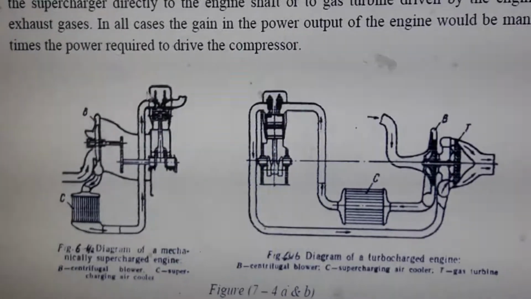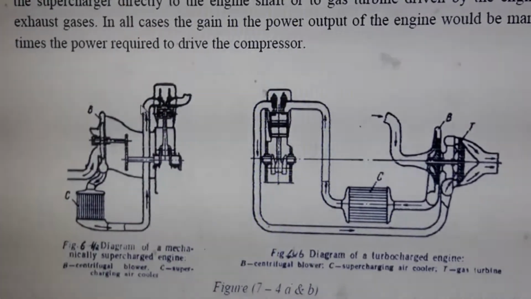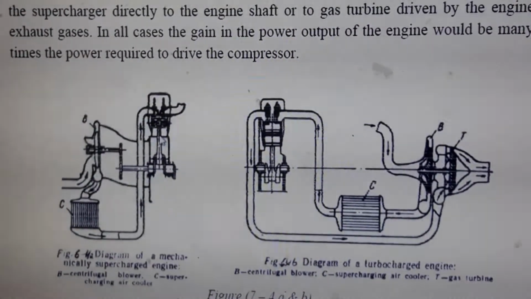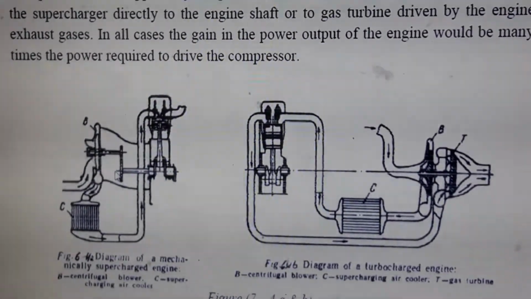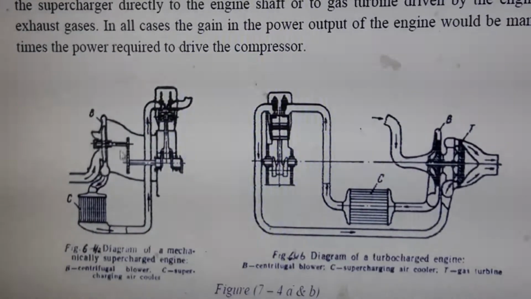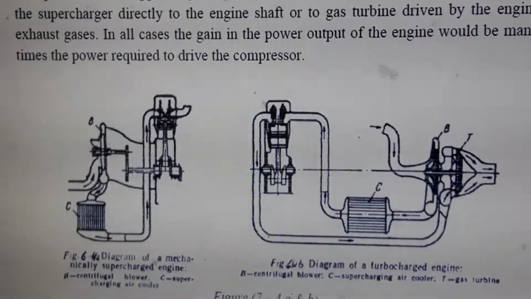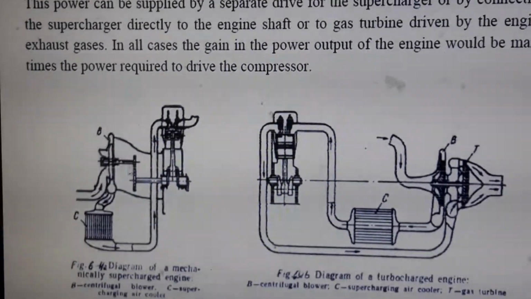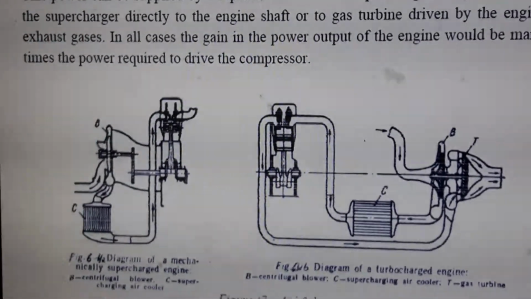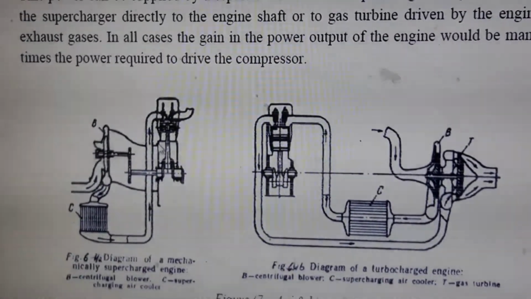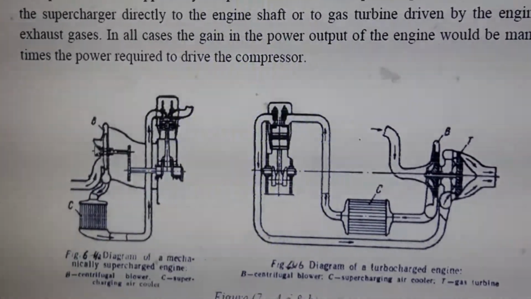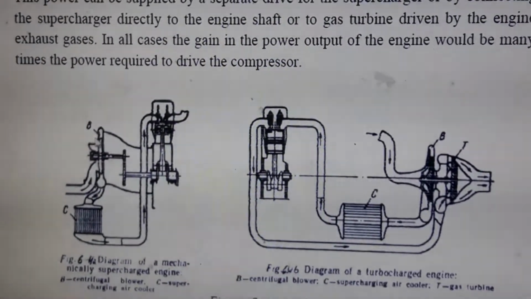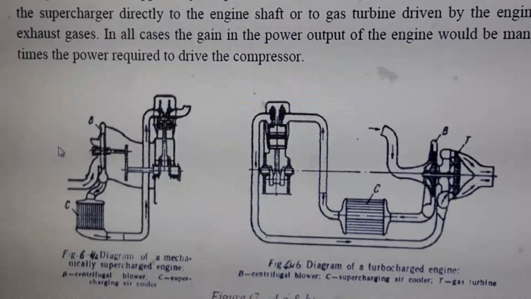Here this is the engine, this is the inlet to the engine, and this is the outlet of the engine. Here is the piston and cylinder arrangement, and on this engine shaft the compressor shaft is coupled. This is the compressor and this is the air cooler. This compressor is driven by the power taken from the engine. So when the engine starts, accordingly the compressor also starts. It takes air from the environment.